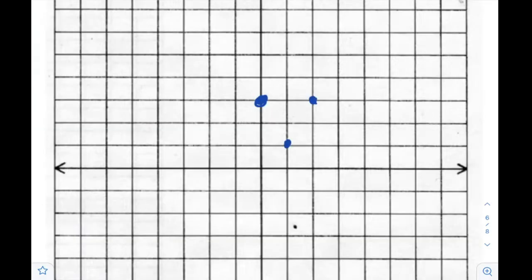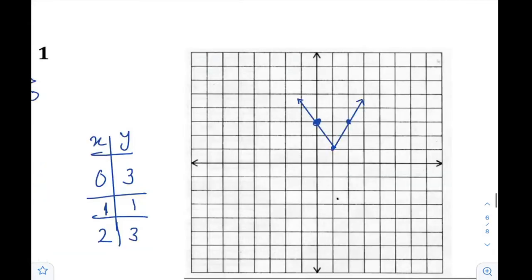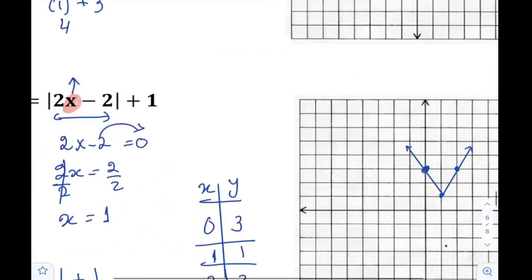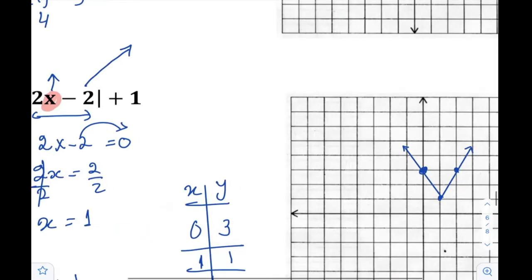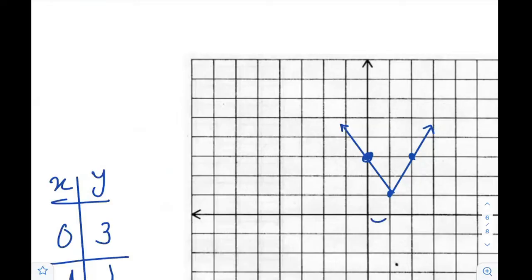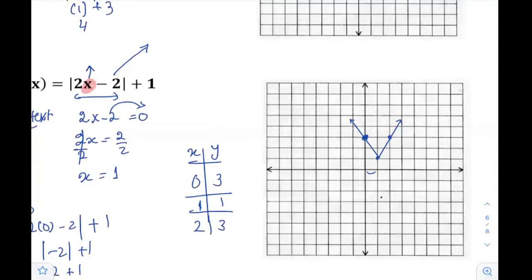Now, if you match, you will have this type of function, as we expected, V-shape. But let's ask ourselves, we expected that it has been moved 2 units to the right, but we see it moved 1 unit only. What is the reason for that? What's the explanation? Justify. Let's justify why.